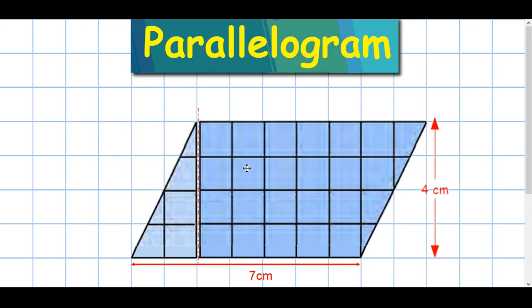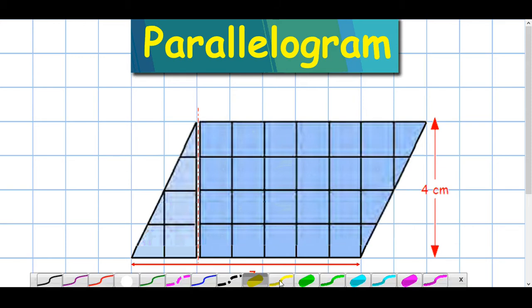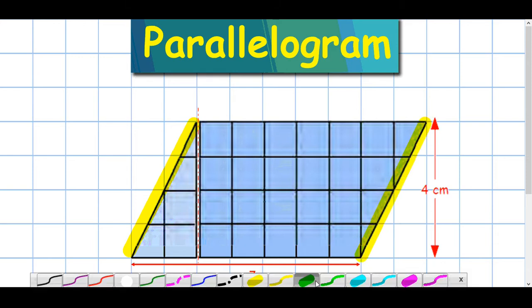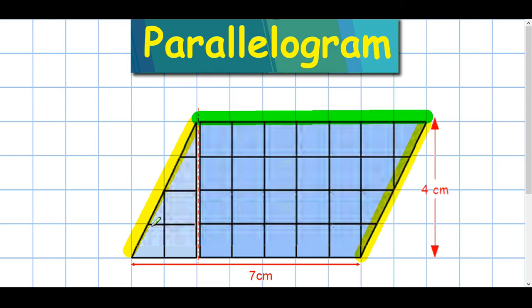Now, to understand why it's called a parallelogram, well, opposite sides are parallel. That side there is parallel to this side here, and also this side here is parallel to this side there. So that's why it's called a parallelogram. And in actual fact, a rectangle is just a special type of parallelogram.